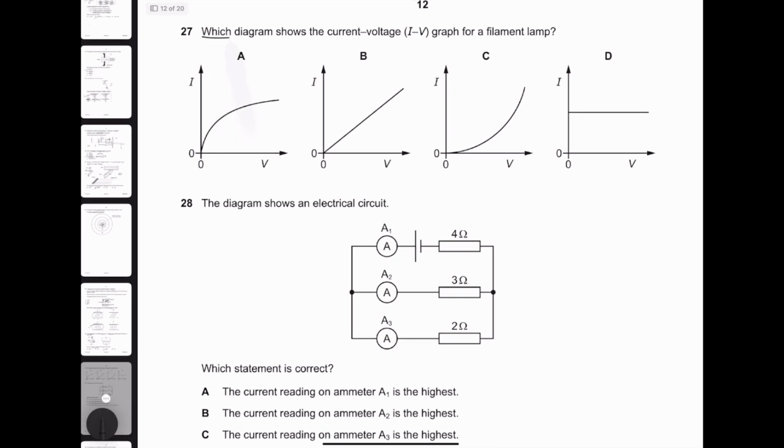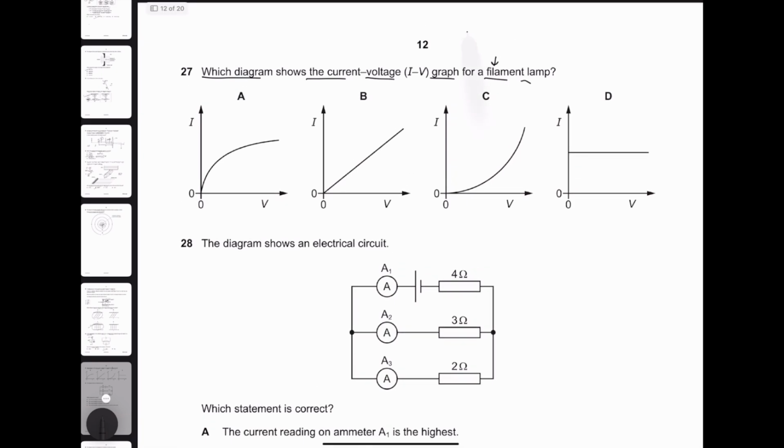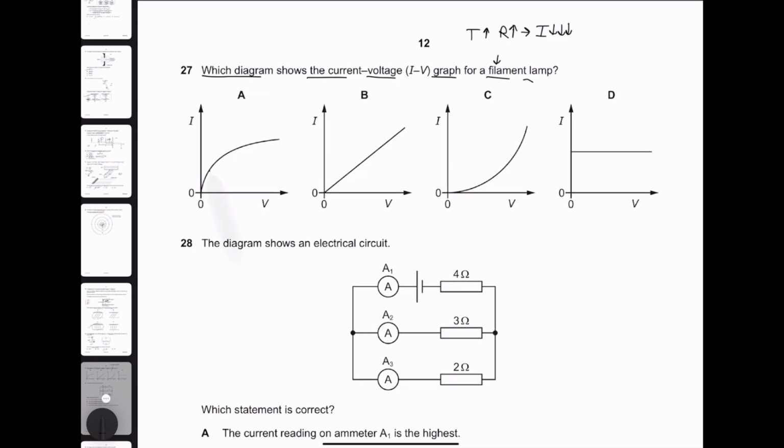Next, which diagram shows the current-voltage graph for a filament lamp? Now, in a filament lamp, I'm sure all of you have noticed this: when you switch on the lamp, after some time it starts to heat up. And when a metal filament heats up, it means the temperature is increasing, so its resistance also increases. Now, just think about it. If the resistance is increasing, then the current will start to decline, right? Initially it will follow Ohm's law, V directly proportional to I, roughly. Why? Because the temperature is not hot enough.